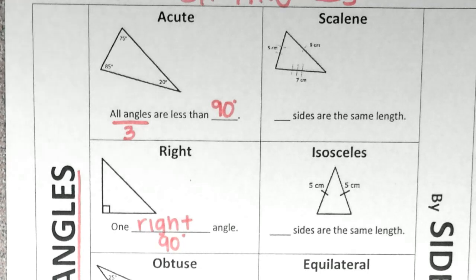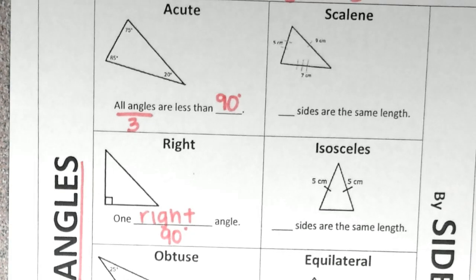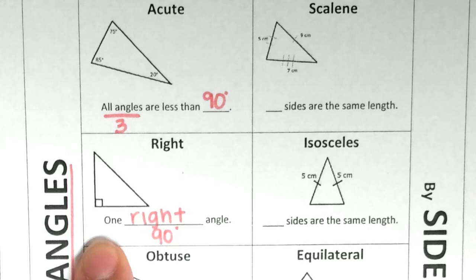No, you can't. What else do we know about the inside of a triangle? All angles add up to 180 in a triangle. What is 90 plus 90? 180. So would you have a third angle? It wouldn't work. So only one angle is going to be right.